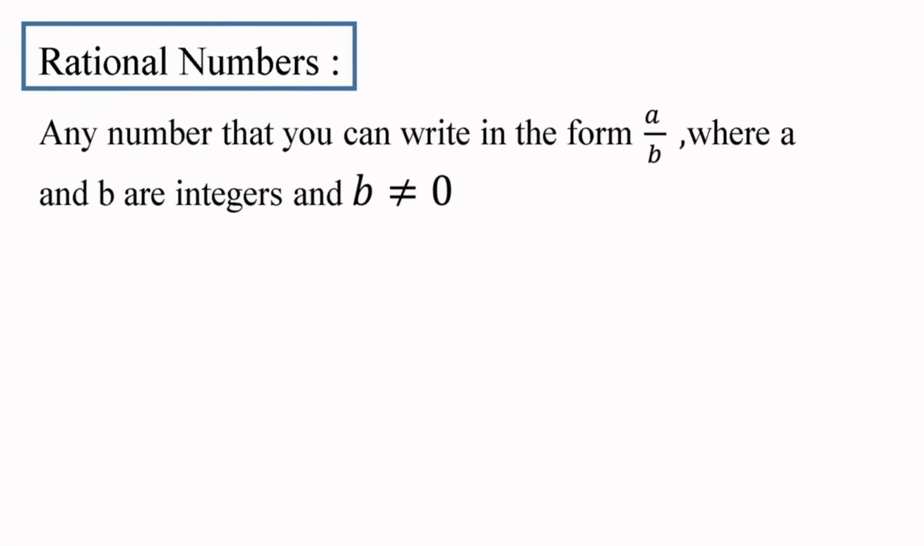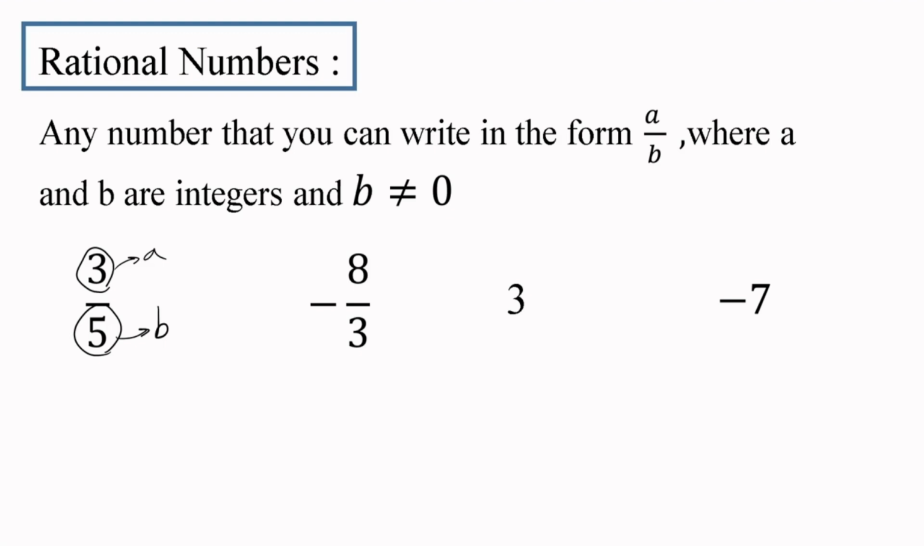What is the meaning of rational numbers? Any number that you can write in the form of a over b, where a and b are integers and b is not equal to 0. What does it mean? Pay attention to these examples. For example, we have 3 over 5. We have a fraction here, so we can assume that 3 is a and 5 is b, and as you can see, 5 is not 0. So it is a rational number.